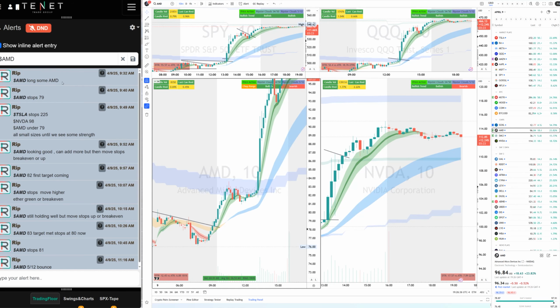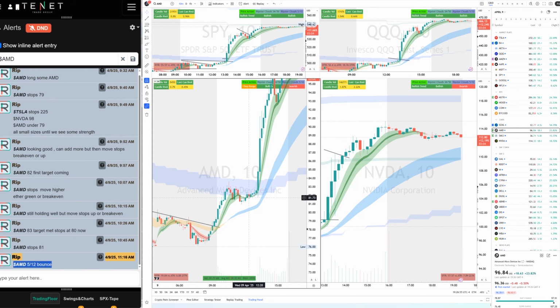So AMD, we longed right away, initial stop 79, and then we pushed to the 84. So we already made like $4 on AMD in the morning. You can see the timestamped guidance, right? We kept moving the stops up. AMD kind of stopped out and then reclaimed. That's when I said 512 bounce. So when it 512 bounce, you get long again on AMD.